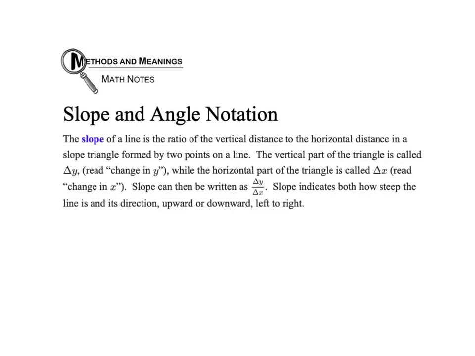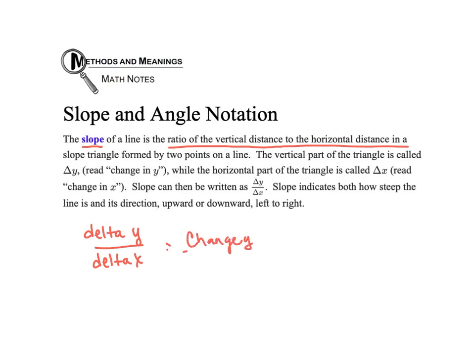That brings us to our notes. The slope of a line is the ratio of the vertical distance to the horizontal distance. It's called change in y over change in x. Sometimes the triangle is read delta y over delta x. That means change in y over change in x. And you guys learned it as rise over run.